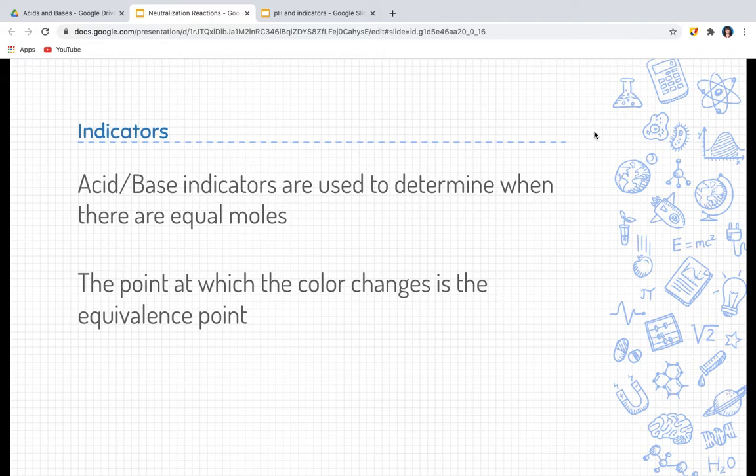Now, indicators. What indicator you use is pretty important. If you're not using a pH meter to measure the exact point where the pH changes at that equivalence point, then we need to use an indicator that would change around where that equivalence point is. And that point at which the color changes is the equivalence point.